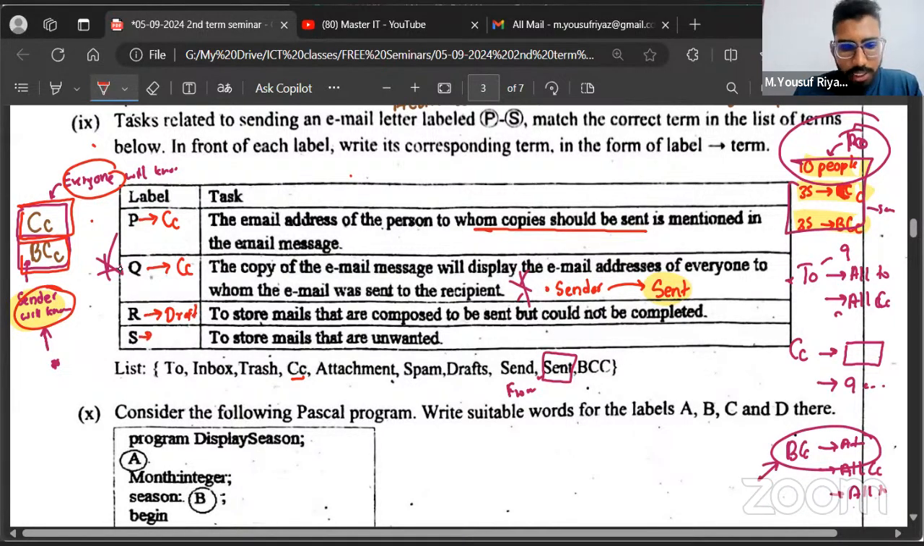And then, in which section can you see the emails that are unwanted? The unwanted are there in the spam section. Wait, let me check the single and medium paper. In the single and medium paper, they have mentioned for Q.